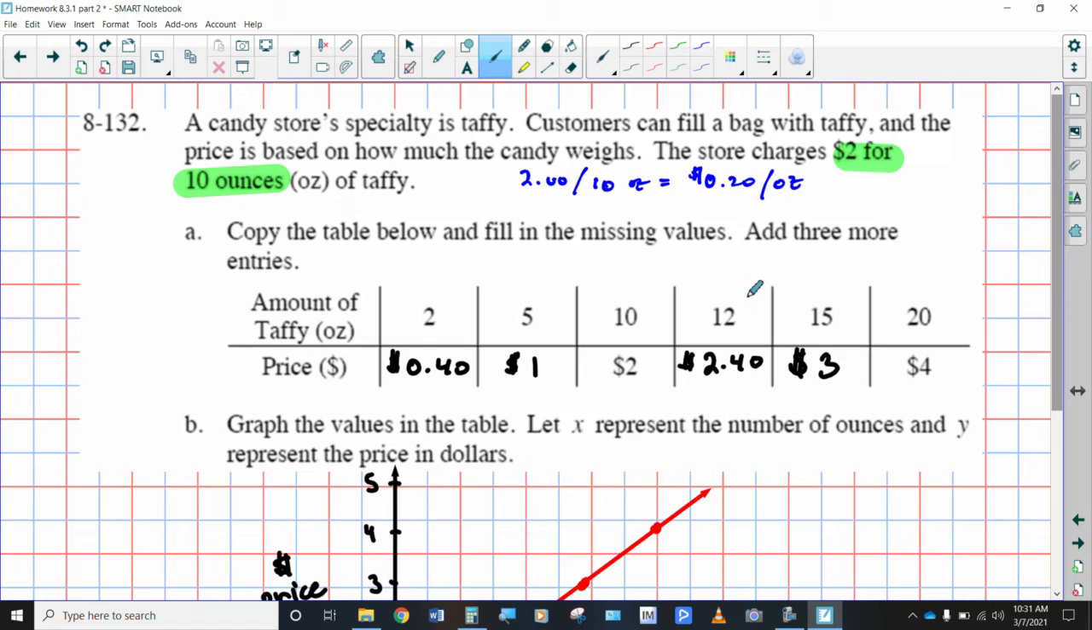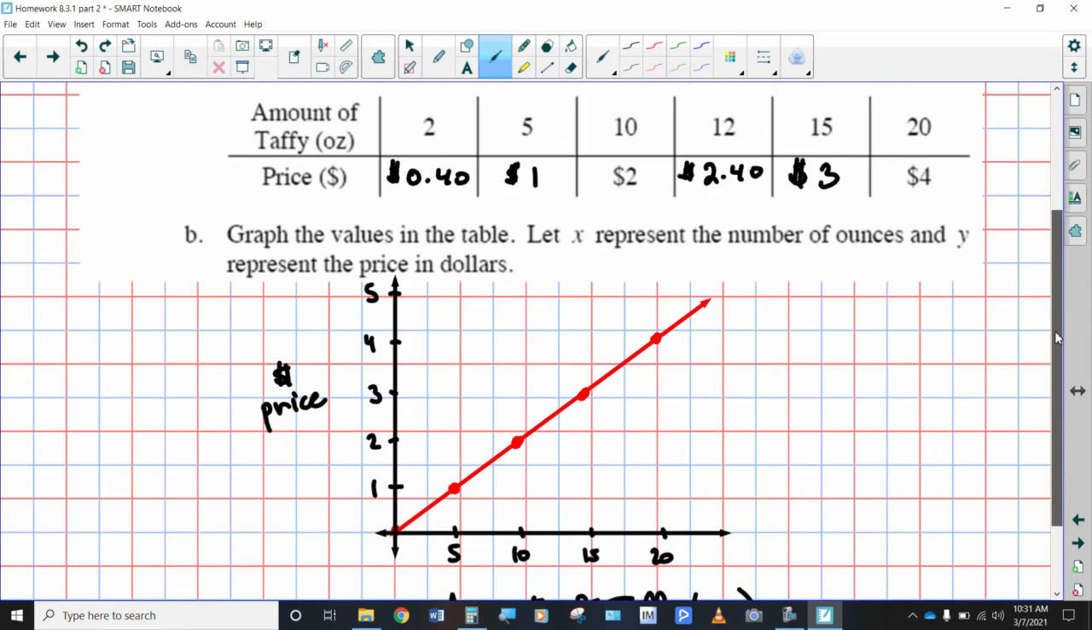Okay, so that's the unit rate right there. So 2 ounces would have to be 40 cents, 5 ounces would be $1. We already know 10 ounces is $2, and 20 ounces would be twice that. So this is definitely a proportional relationship, right? Because if you buy no candy, you pay no money. So (0, 0) is going to apply.